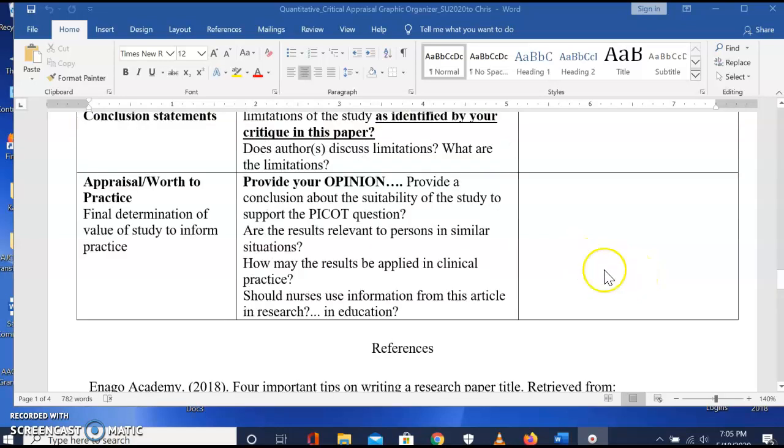We also have you looking at other things in this area. Are the results relevant to persons in similar situations? So people who have the same problem, would these results be helpful to them in practice? How could the results be applied in clinical practice? And should nurses use information from this article in research? So should we continue to do research on this topic? And how can we use this information in education? So that's the end of the quantitative graphic organizer.